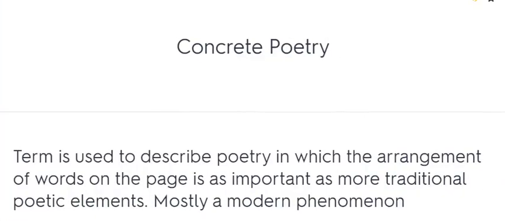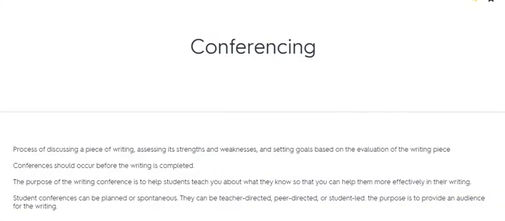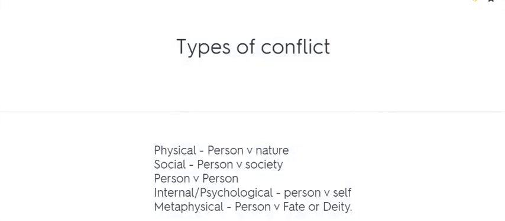Concrete poetry. Term is used to describe poetry in which the arrangement of words on the page is as important as more traditional poetic elements, mostly a modern phenomenon. Conferencing. Types of conflict. Physical, person versus nature. Social, person versus society, person versus person. Internal, psychological, person versus self. Metaphysical, person versus fate or deity.